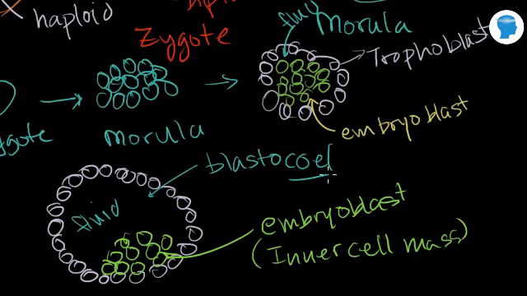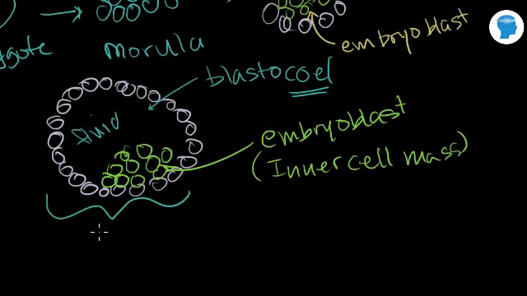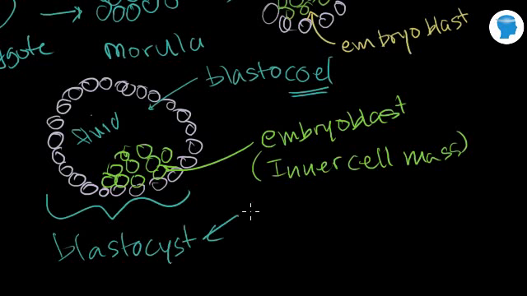Blastocoele. A very non-intuitive spelling of the "seal" part of blastocoele. But once this is formed, this is called a blastocyst. That's the entire thing right here. Let me scroll down a little bit. This whole thing is called the blastocyst. And this is the case in humans.